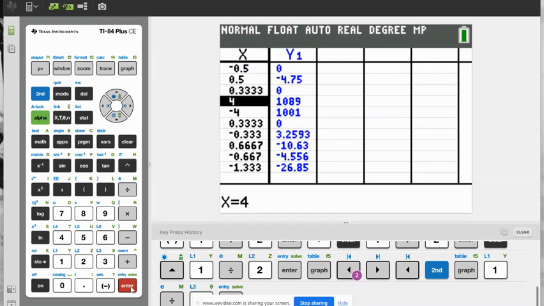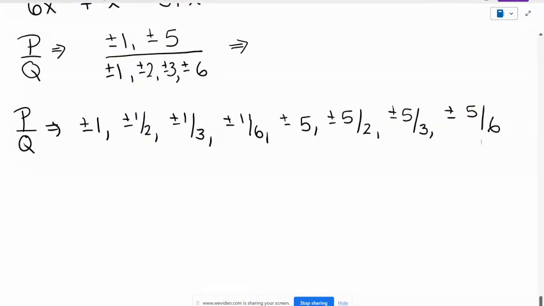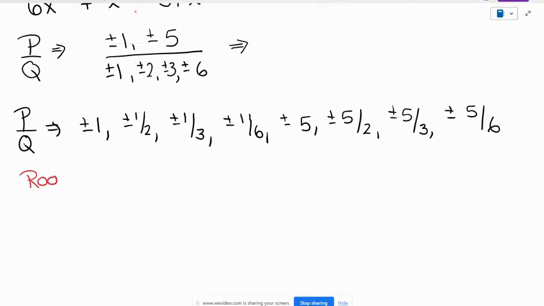There you go. And now you're going to do 1 divided by 3. Now that we have 2 roots, can I now go back to my paper and do the rest of the work? Absolutely. So now let's go back to our paper. And we know root 1 will be -1/2, and root 2 will be 1/3.